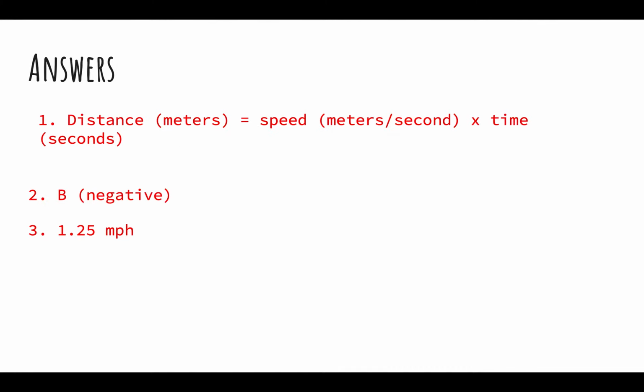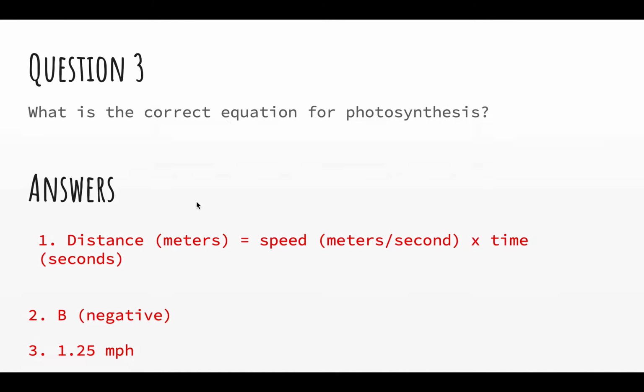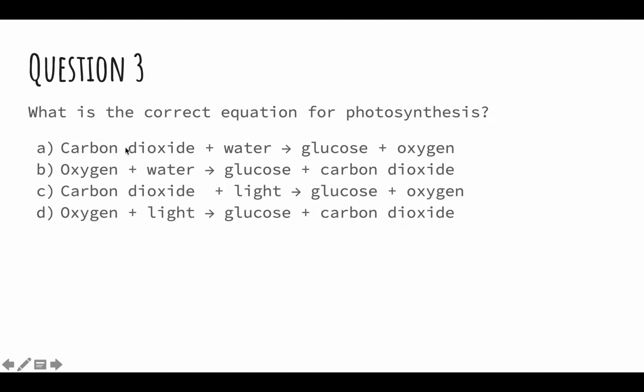Here are the answers. Distance equals speed times time, or speed equals distance divided by time. Charge on an electron is negative 1. So the correct equation for photosynthesis is carbon dioxide plus water goes to glucose plus oxygen. Remember, photosynthesis gives us sugar and oxygen.